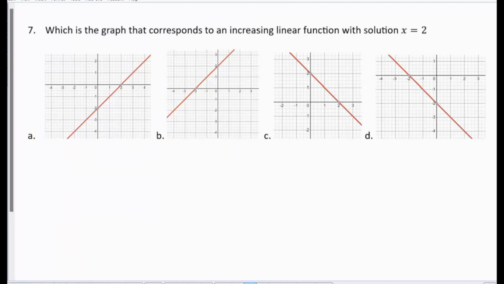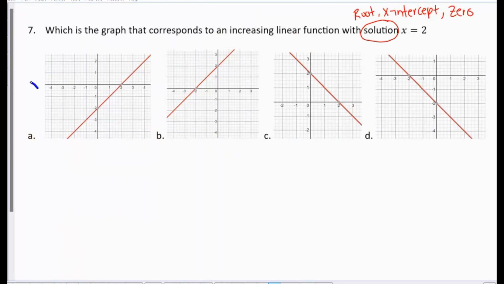All right, which is the graph that corresponds to an increasing linear function with solution x equals 2? All right, so I'm looking for, now solution is another word for root or x-intercept or 0. So all of these words mean the same thing. They're looking for the x-intercept. So I'm looking at which of my graphs has an x-intercept of 2.